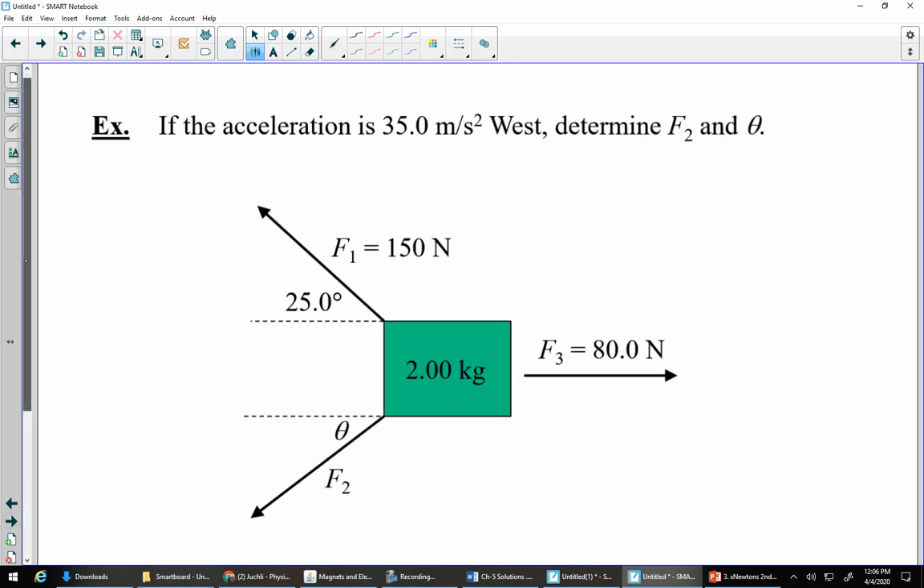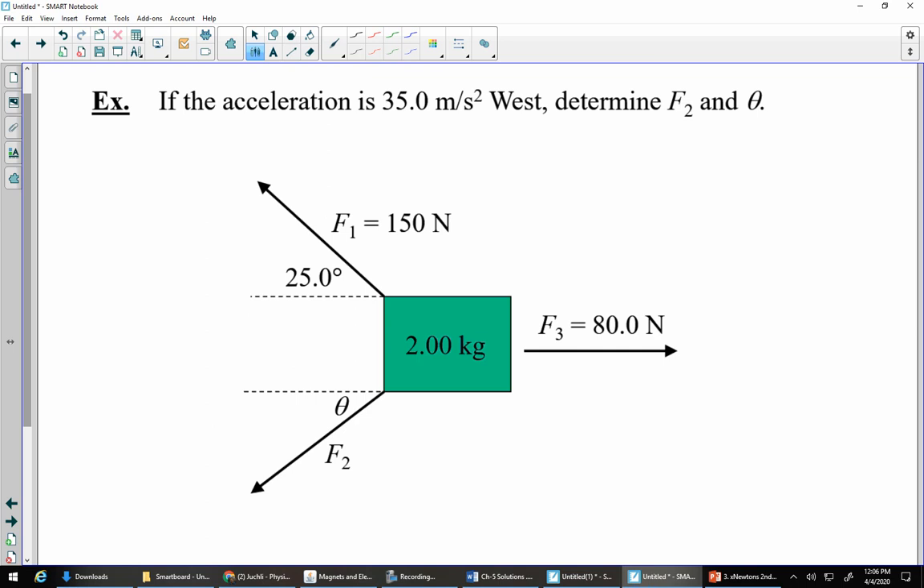Cool. The last example that we've got here, and this one again is the extension or the enrichment piece. It is a big old 2D question. So here's the key with this though. The acceleration is 35 meters per second squared towards the west. We want to determine F2 and we want to determine the angle for F2. So that's all this stuff down here.